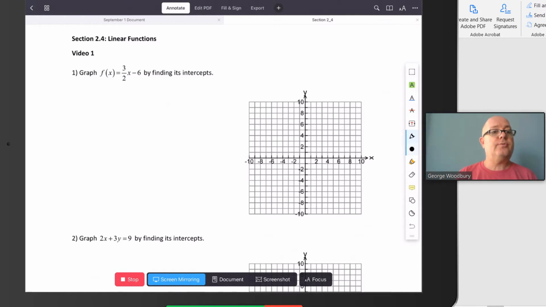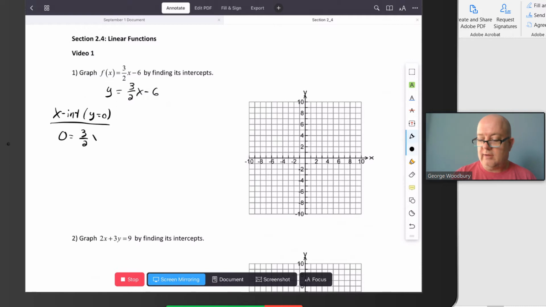So the first function is f of x equals 3/2 x minus 6, and we can really think of it as if it's y equals 3/2 x minus 6, because I think that helps us to figure out the intercepts a little better. The x-intercepts, remember, are the places on a graph where y is equal to 0. So we put in 0 for y and solve for x.